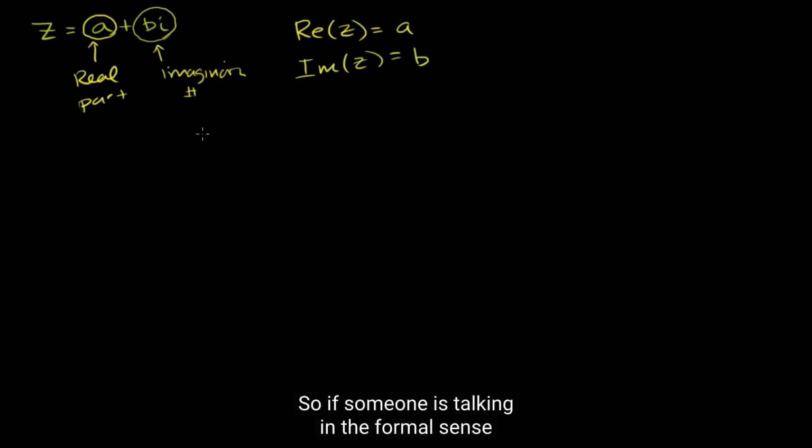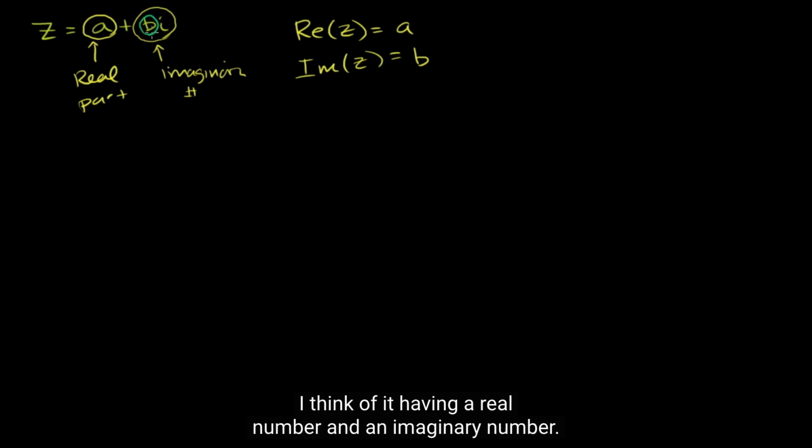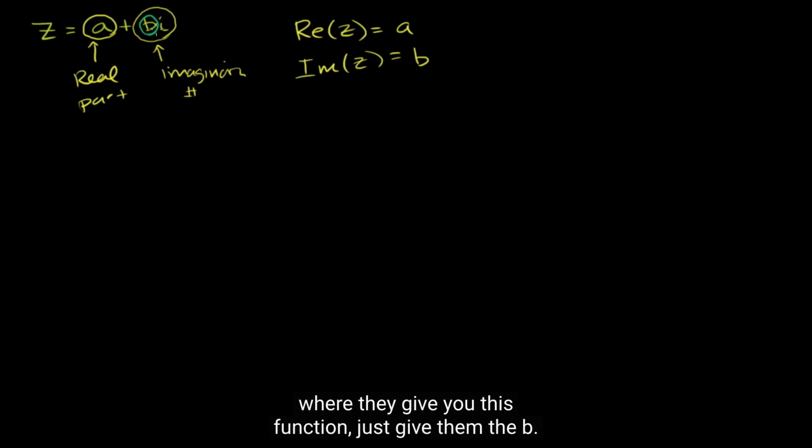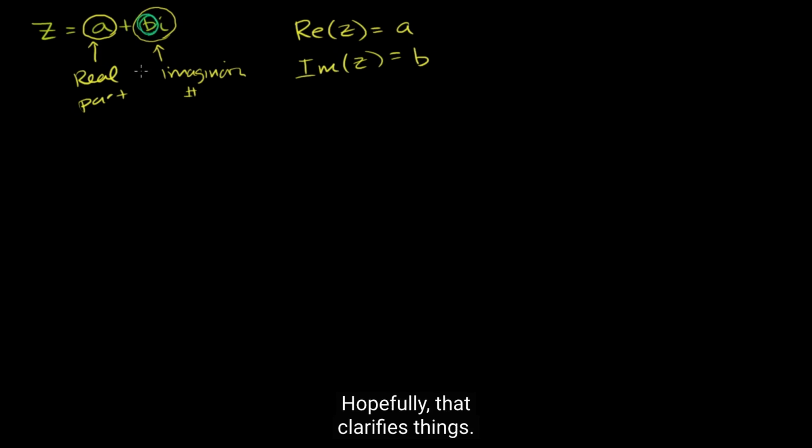So if someone is talking in the formal sense about the imaginary part, they're really talking about the number that is scaling the i. But in my brain, when I think of a complex number, I think of it having a real number and an imaginary number. And if someone asked what part of that is the imaginary number, I would have given this whole thing. But if someone says just what's the imaginary part, or they give you this function, just give them the b. Hopefully that clarifies things. Frankly, I think the imaginary part is badly named because clearly this whole thing is an imaginary number. This right here is not an imaginary number. It's just a real number, the real number scaling the i. So they should call this the number scaling the imaginary part of z.